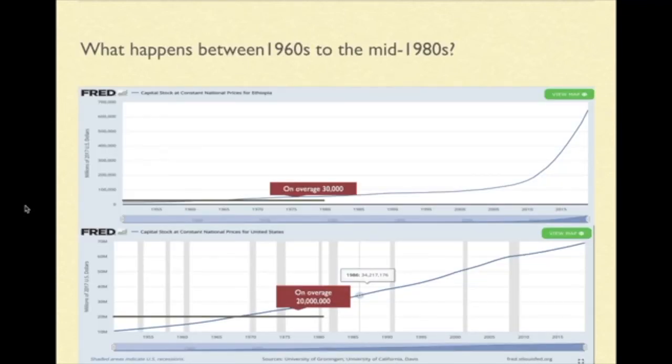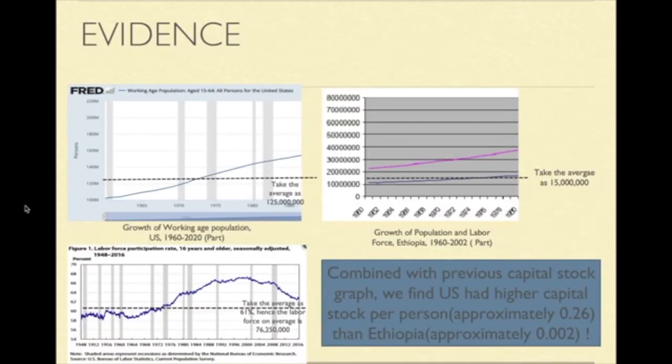Let's look at these capital stock changes of the US and Ethiopia, a representative country from sub-Saharan Africa. We find that from 1960 to the mid-1980s, the US had on average $20 million of capital stock, which is around 100 times that of Ethiopia's 30,000.